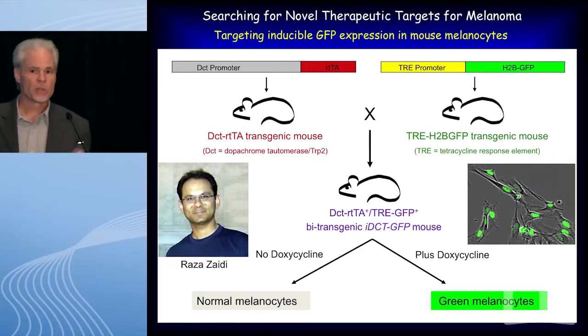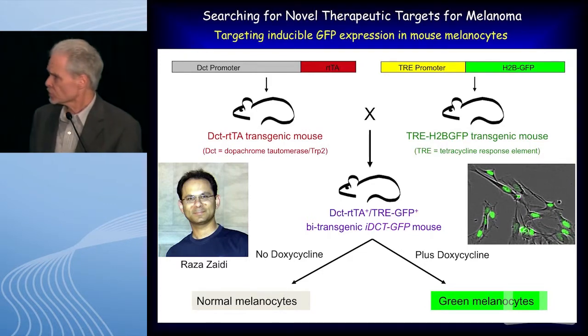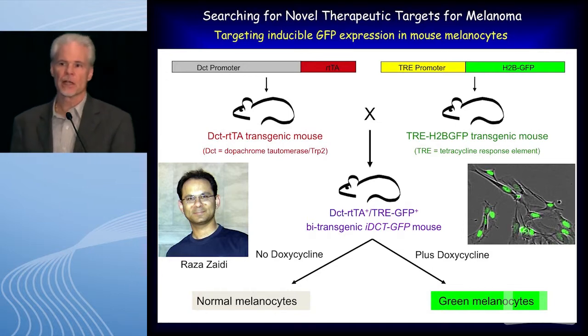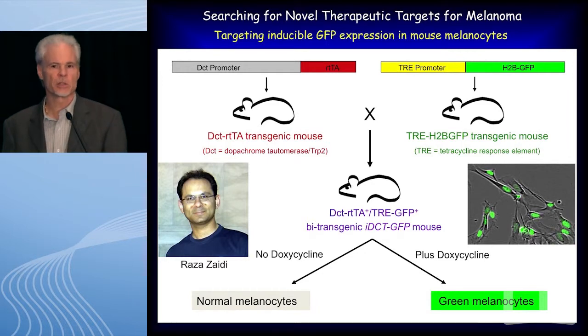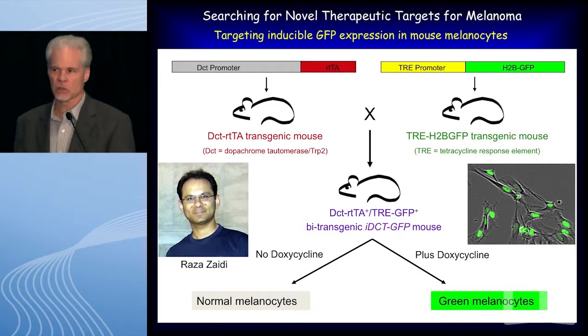Okay, so the story I wanted to review quickly is by Raza Zaidi, who's now moved on to the Fels Institute at Temple. When he came into the lab some time ago, he decided he wanted to find out what UV was doing in terms of melanomagenesis, but he felt that the cell culture systems were inadequate to really get at the questions at hand.